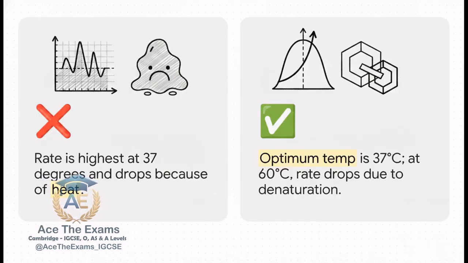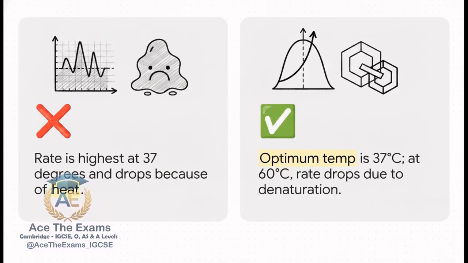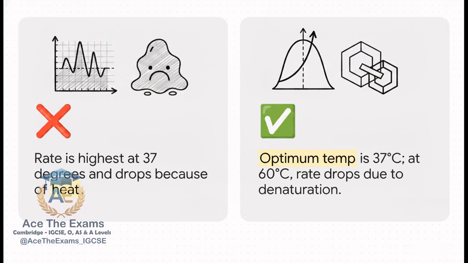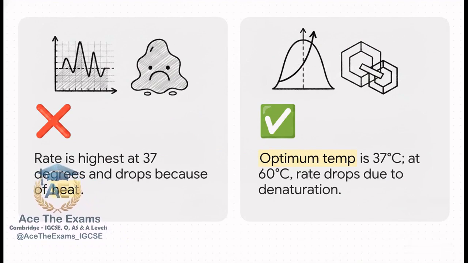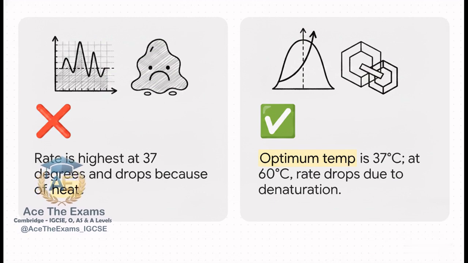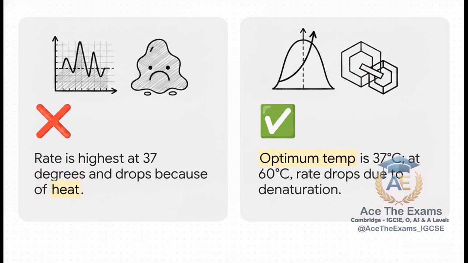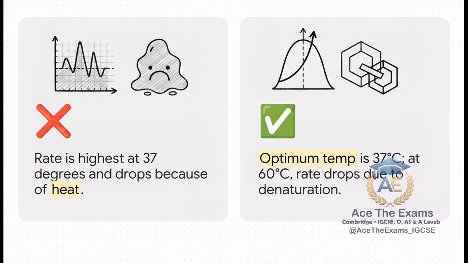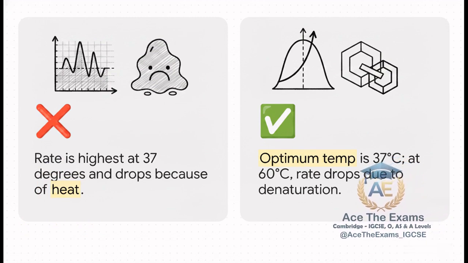And this brilliantly illustrates the difference between an average student and an elite candidate. Just look at the average response on the left. The rate is highest at 37 degrees and then drops because of heat. It's so vague, right? It lacks data. It completely lacks terminology.